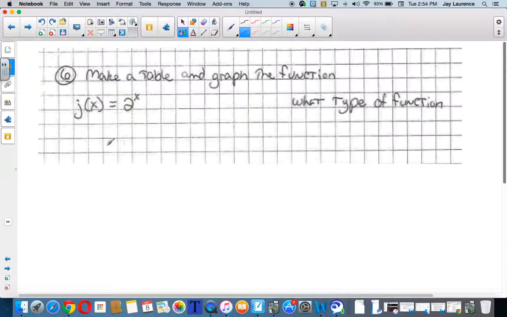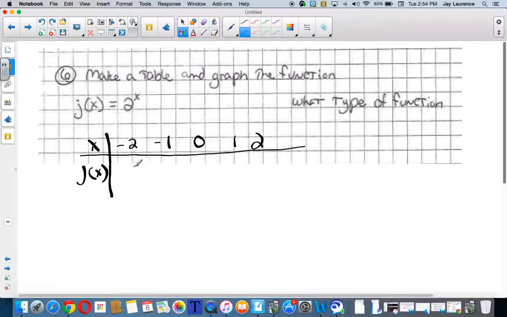If you're still watching, I assume you're ready. I'm going to do x and then j of x. And let's see, I'm going to pick 5 values. And let's see here, it's going to be 4, that's going to be 1. Oh, no, that's not going to be 1, that's going to be 2. That's going to be 1. 2 to the negative first is 1/2, and 2 to the negative second is 1/4.